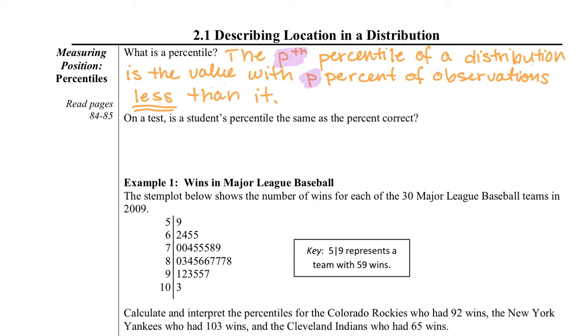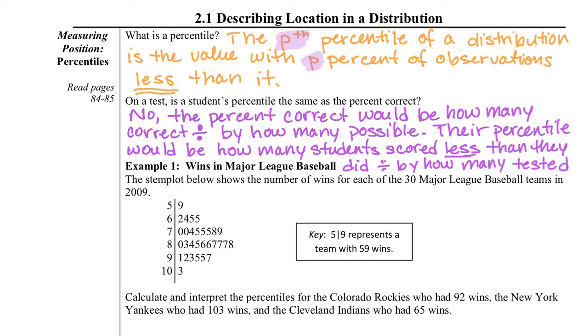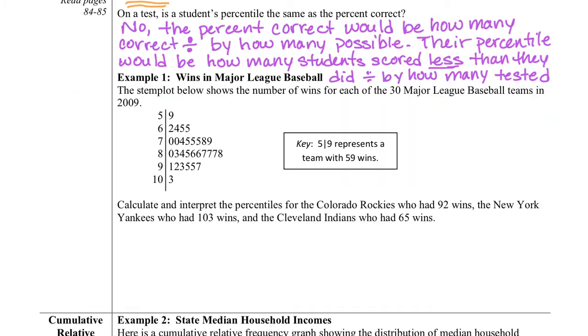I think it's easier to understand it with an actual example, like a student's percentile on a test. So for example, on a test, the percent correct would be how many correct divided by how many questions or points were possible. That's percent correct. The student's percentile would be how many students scored less than they did divided by how many total students tested. So let's look at another example just to kind of drive this home.